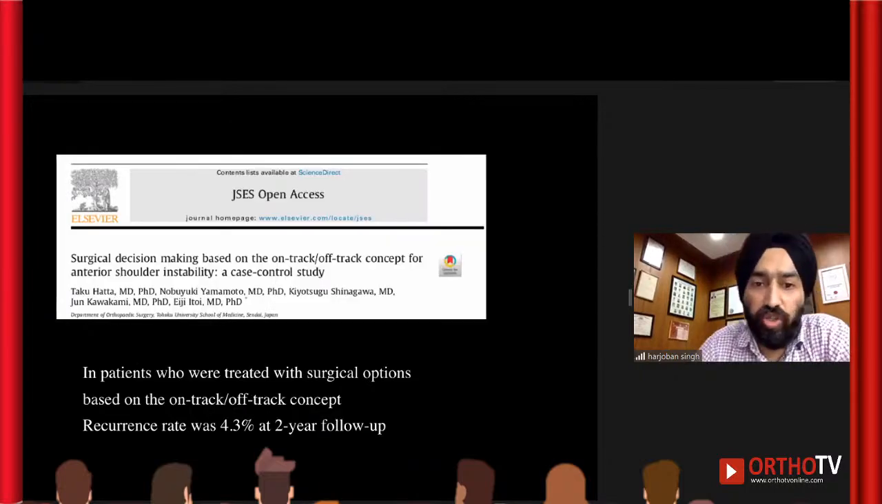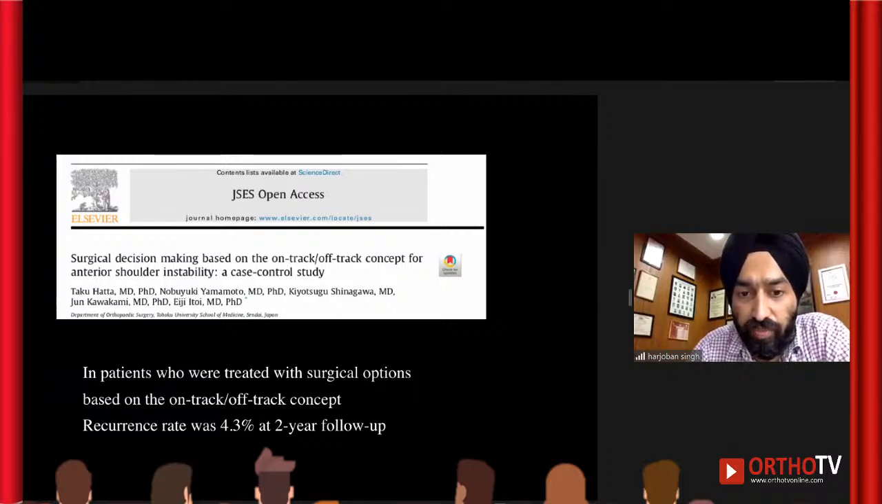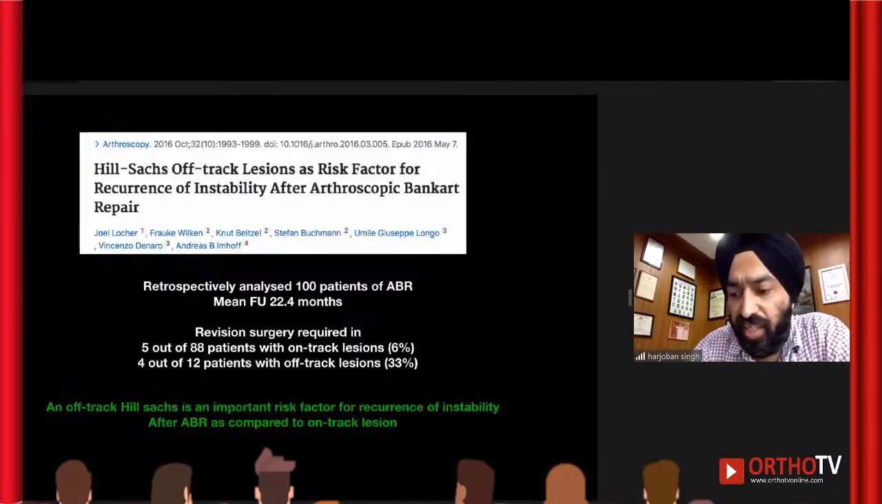So Yamamoto and Itoi did a study and found out that patients who were treated with surgical options based on the off-track and on-track concept, in them the recurrence rate was 4.3% at 2-year follow-up. And this was also reflected in other studies, who validated this on-track, off-track concept.